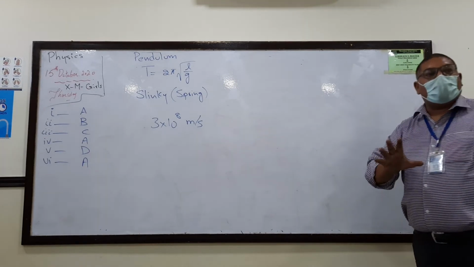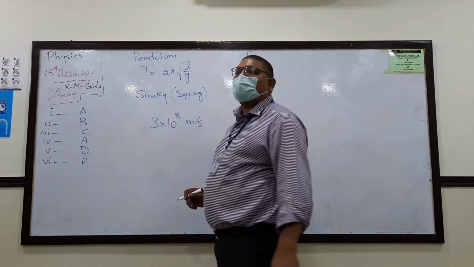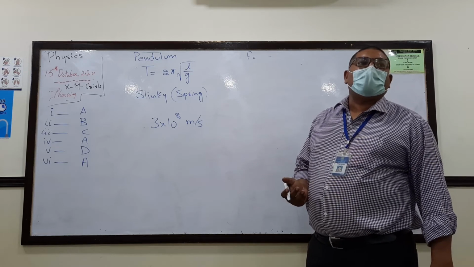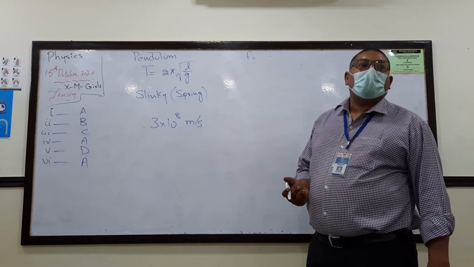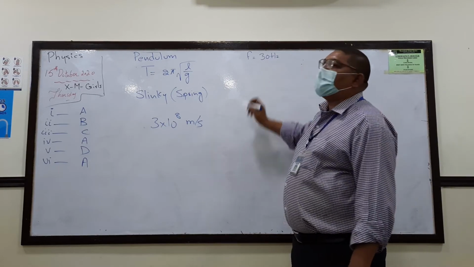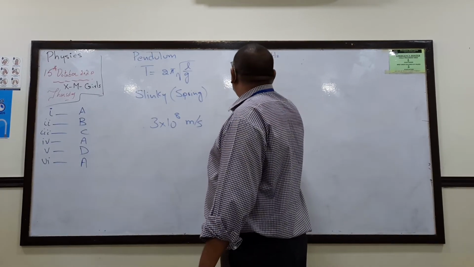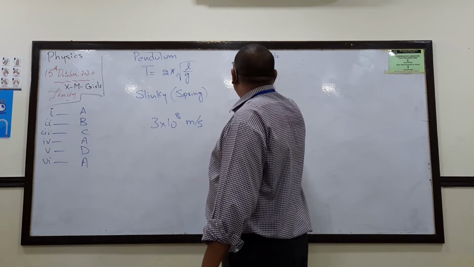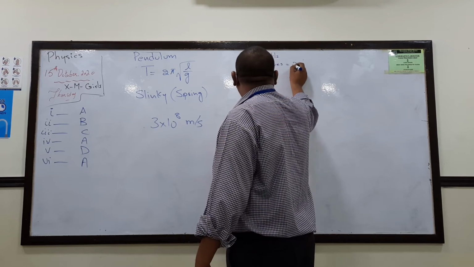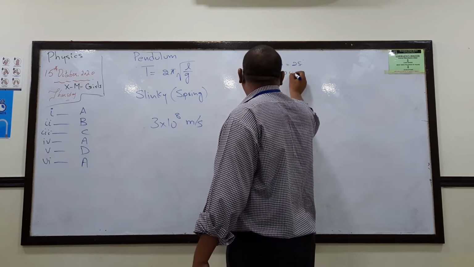Okay, it's a numerical. So what's the frequency given? 30 Hz. What else is given? 25 complete waves in a distance of 50 centimeters. So from here, the number of waves is 25. And what is the total length? 50 centimeters.